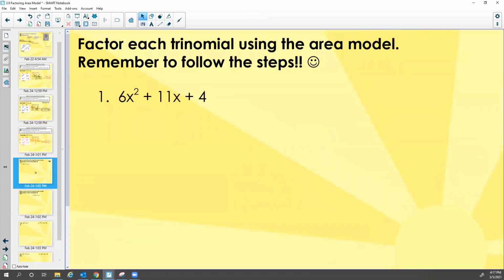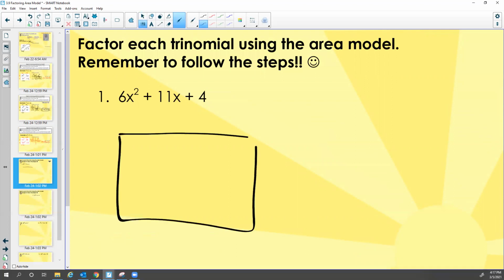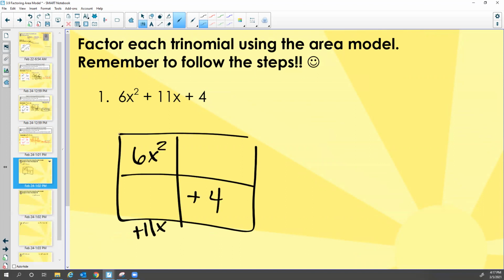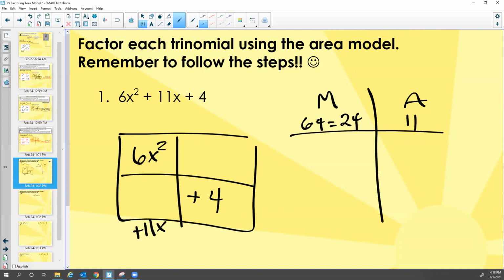All right, you guys pause the video and see if you can do this one on your own. All right, so for this one, I need to make my box, fill in my box, just like I was doing on all the other ones. Make my MA chart. 6 times 4 equals 24, and I need to add up to 11.